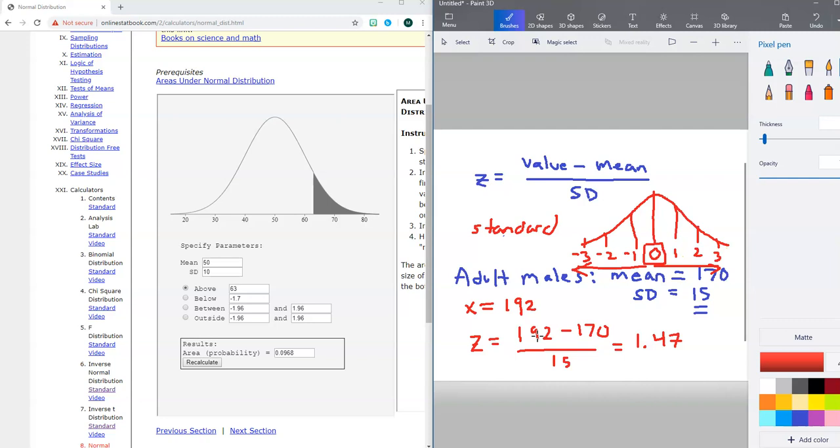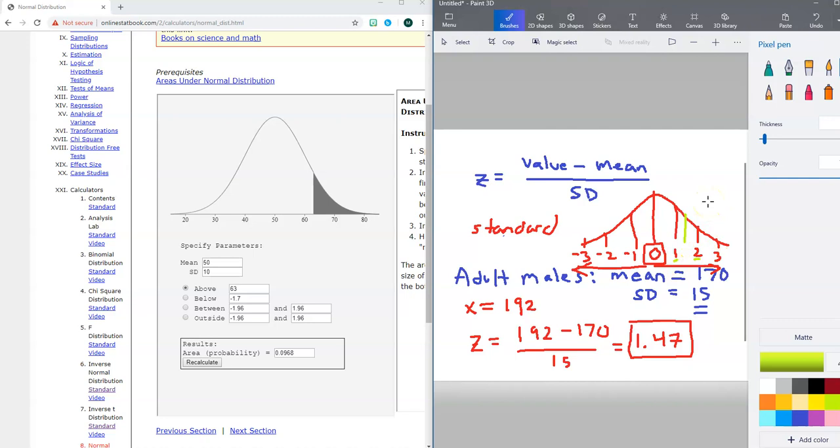All right, so what I can tell from this calculation about an adult male that weighs 192 pounds is that the male's weight is 1.47 standard deviation units above average because it is positive. And you'll have little drop downs in your homework where you click above average, below average, and that kind of thing. That means, if you imagine this graph, it would be falling about right here because that's almost halfway between 1 and 2 standard deviation units.